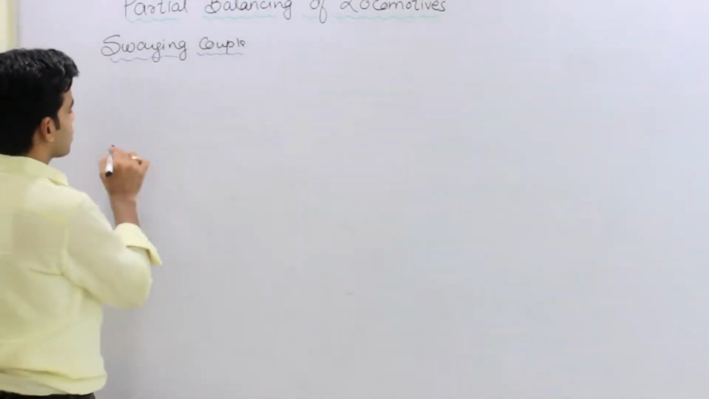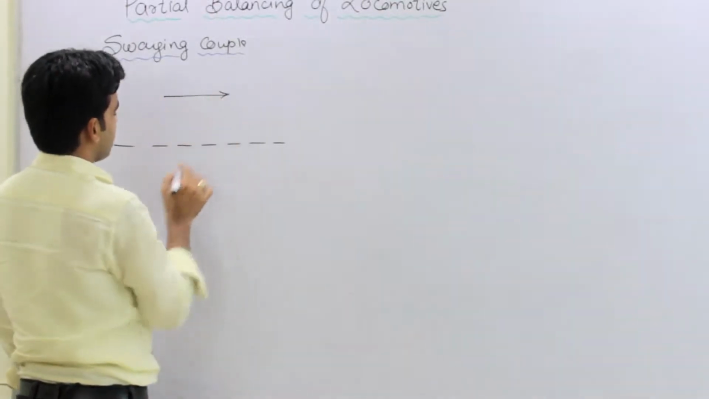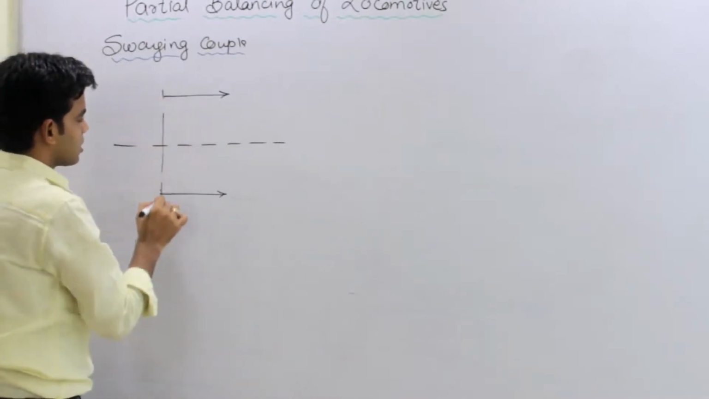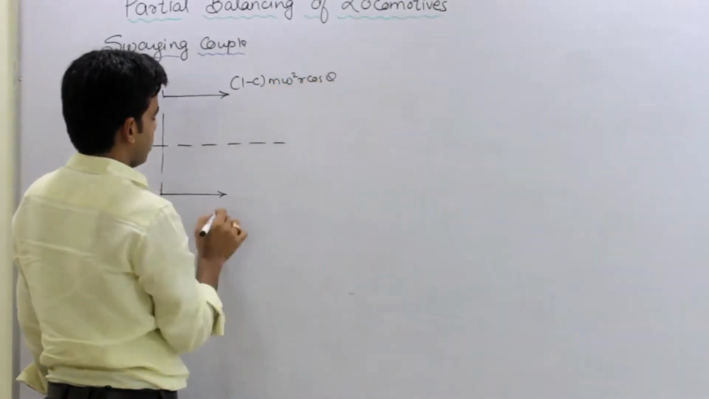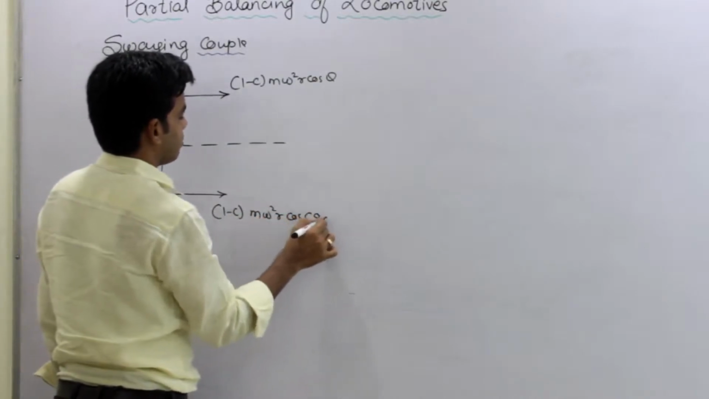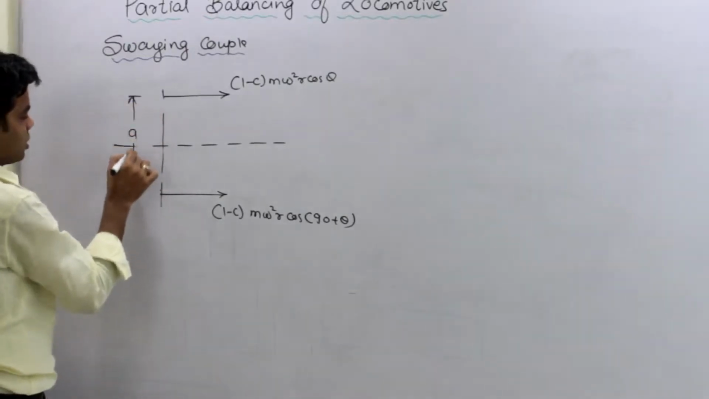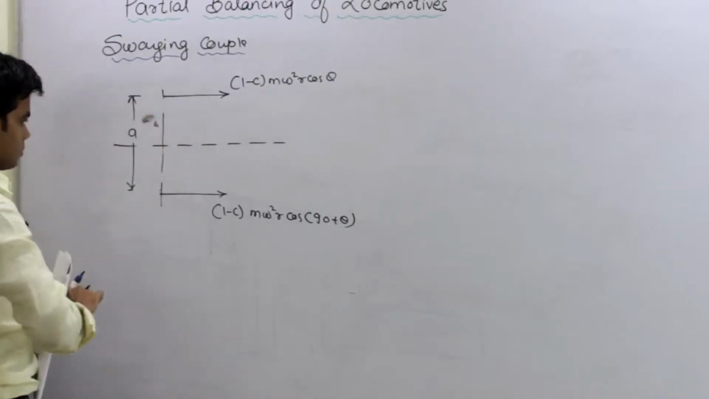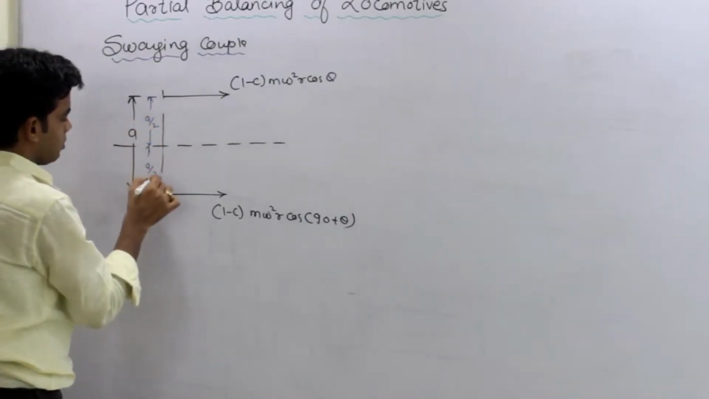As I told you, what is the swaying couple? Suppose we have these two cylinders which are having some unbalanced mass along the line of stroke. What are those unbalanced masses? As we have seen, first is (1 minus C) m omega square r cos theta and (1 minus C) m omega square r cos of 90 plus theta, or theta plus 90. Suppose the distance between the two cylinders is a, so this distance is a by 2, and this distance is also a by 2.